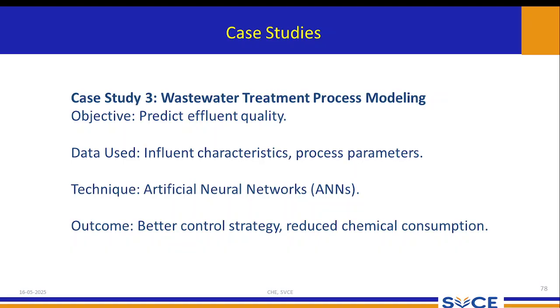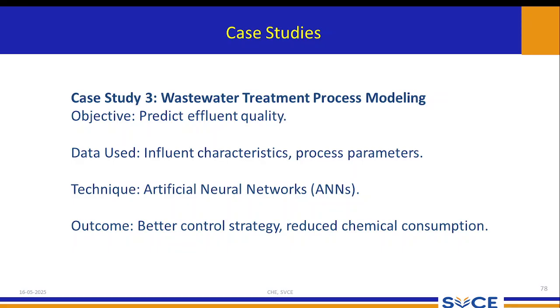If it is not within the standard, obviously we need to enhance the process, or find out where it went wrong, why it has not been treated up to the standard, or what unit operations need to be added in order to bring the effluent level to the standard set by the regulatory agencies. Coming to the data used: the influent characteristics and process parameters.